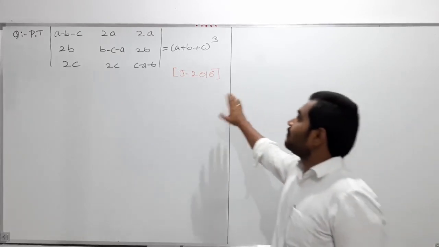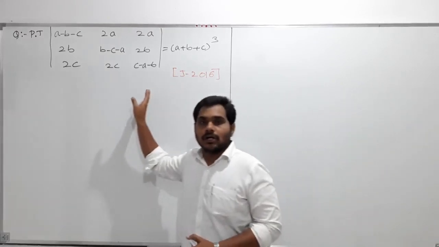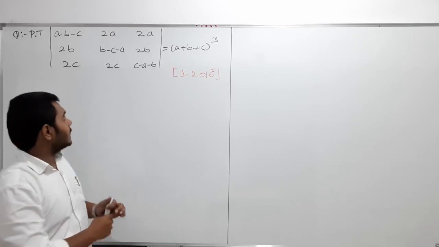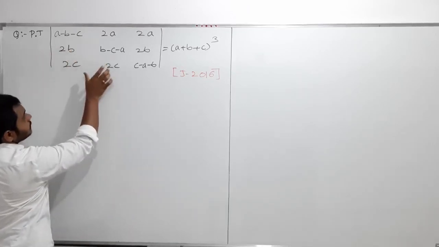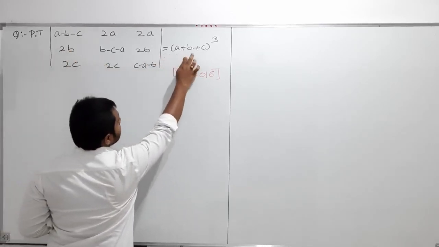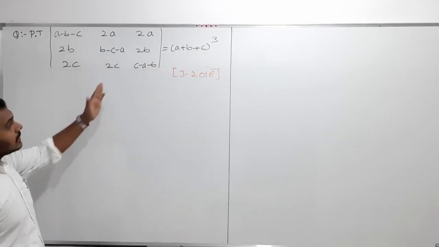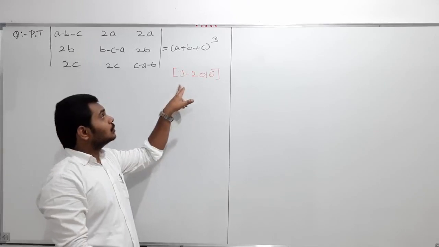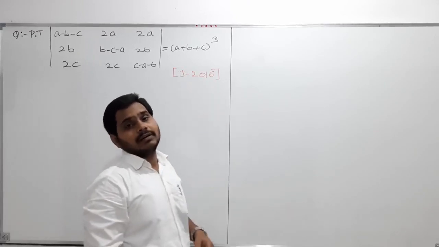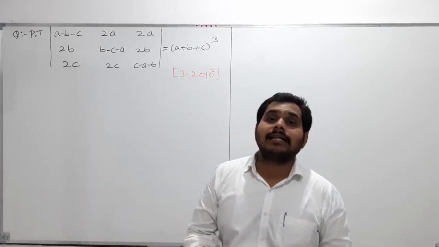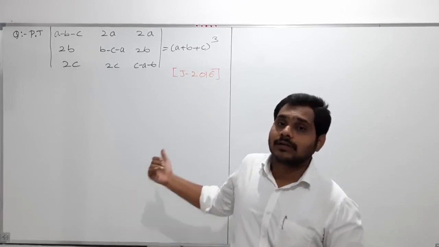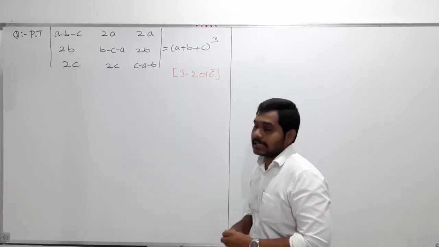Yes, my dear students. The next question I wrote already. So what is the question? The question is: prove that this determinant value is equal to (a plus b plus c) whole cube. We should prove this result. And again this question was asked in June 2016, in your Karnataka second PUC annual examinations. In the year 2016 this question was asked.